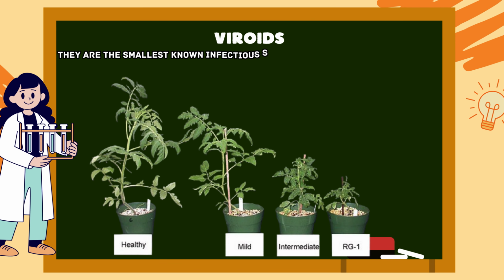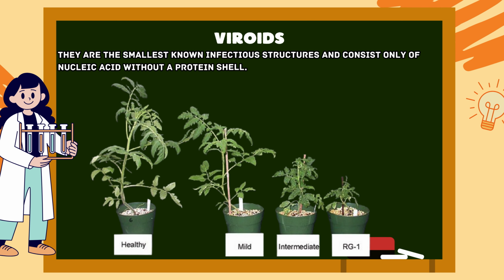Viroids. They are the smallest known infectious structures and consist only of nucleic acid without a protein shell.